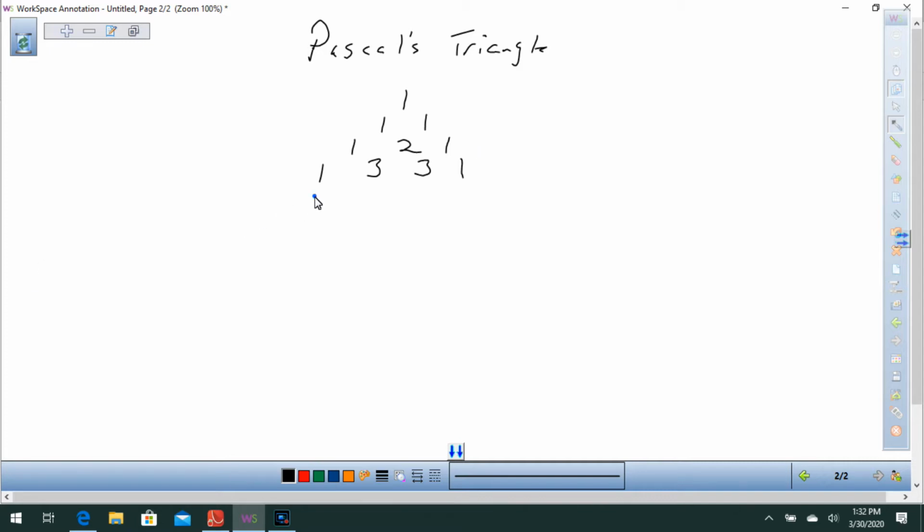Start the next row. You got 1. And then 1 plus 3 is 4. 3 plus 3 is 6. 3 plus 1 is 4. And then 1.